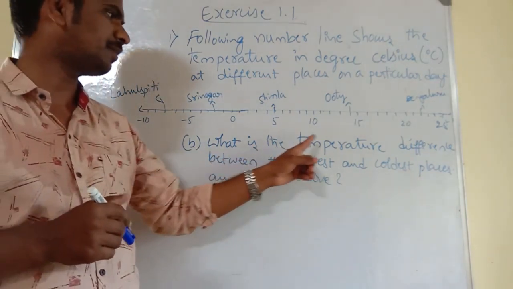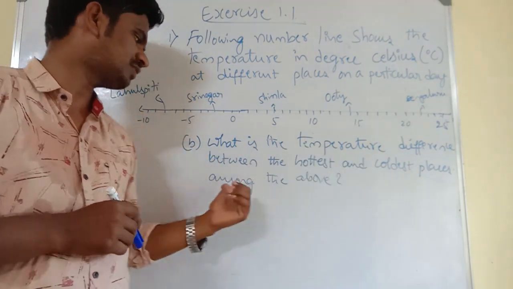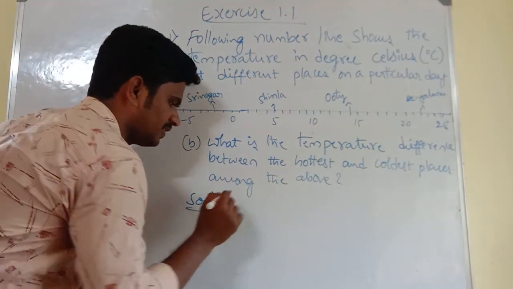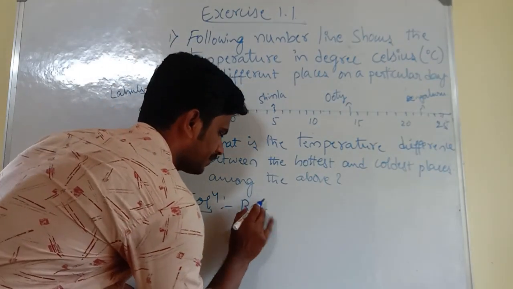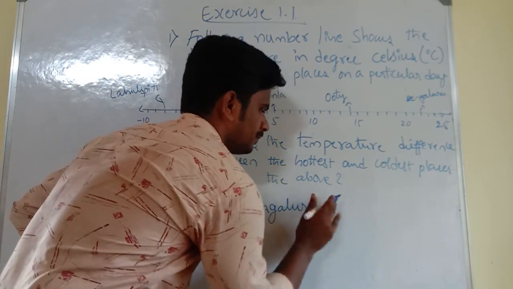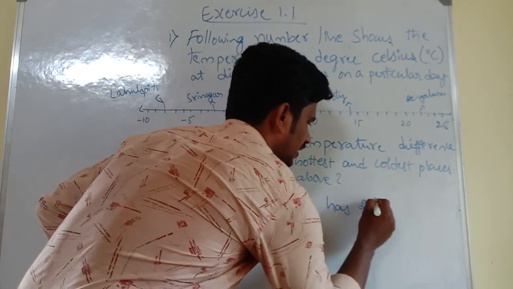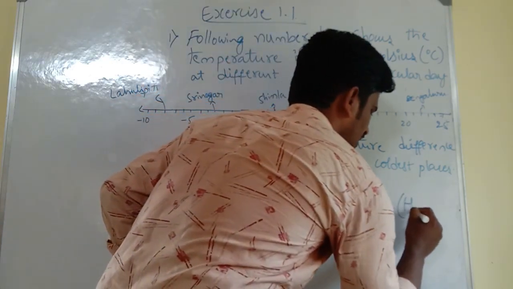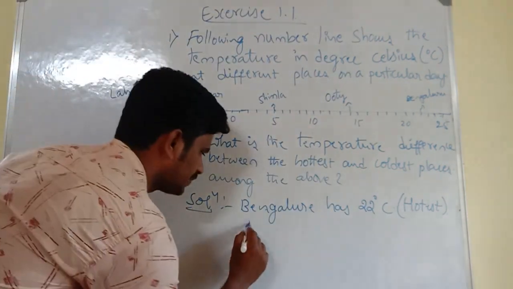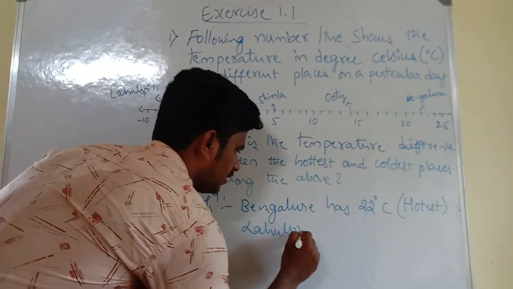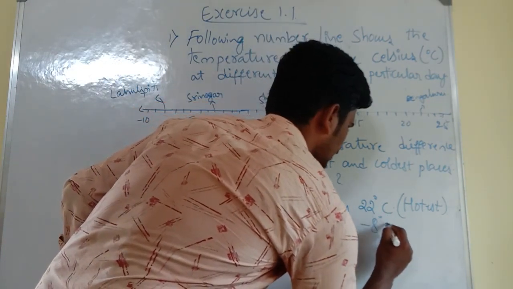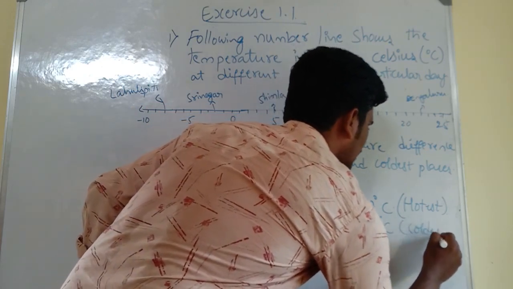Here the question is what is the temperature difference between the hottest and coldest places among the above. The solution is, first you write Bengaluru city has how many degrees? Bengaluru city has 22 degrees Celsius. So it is the hottest city. Is it correct? Next, Lahul Spiti has minus 8 degrees Celsius. This is the coldest city.